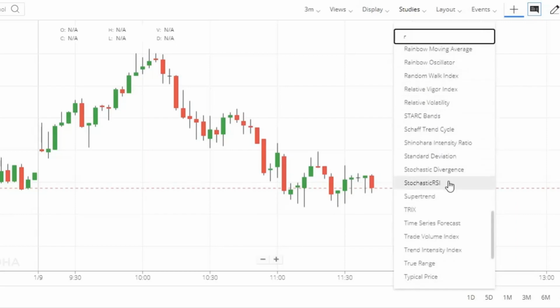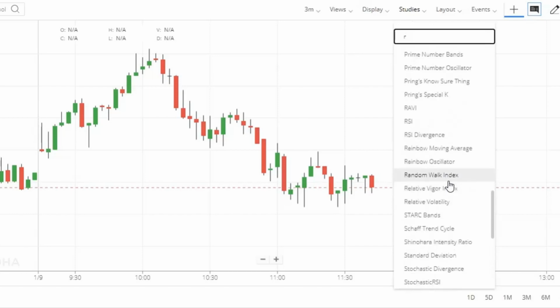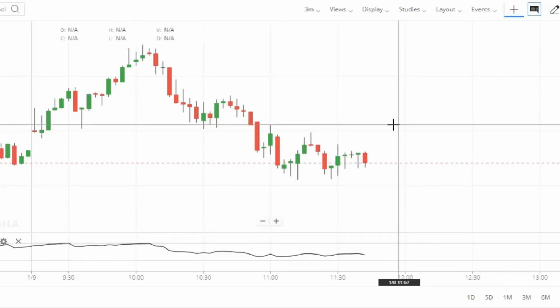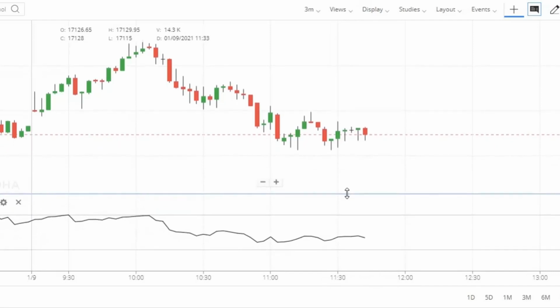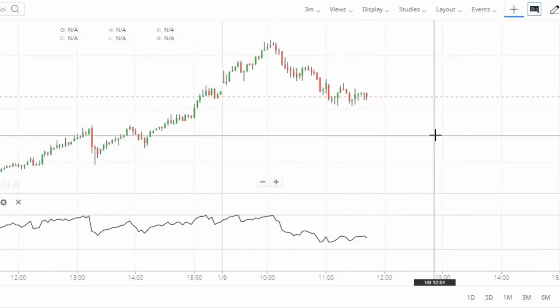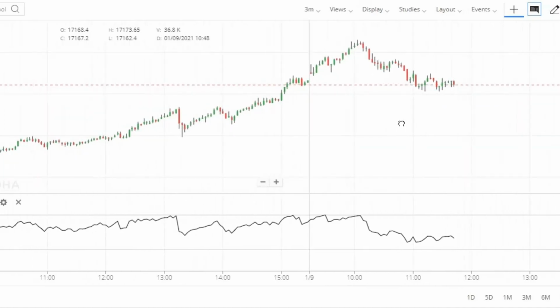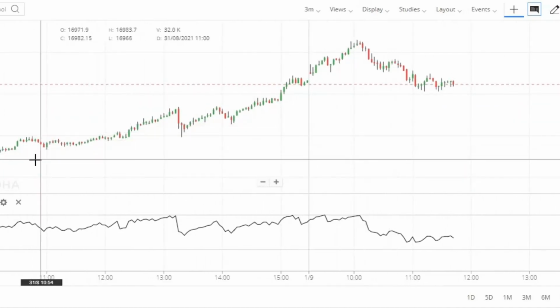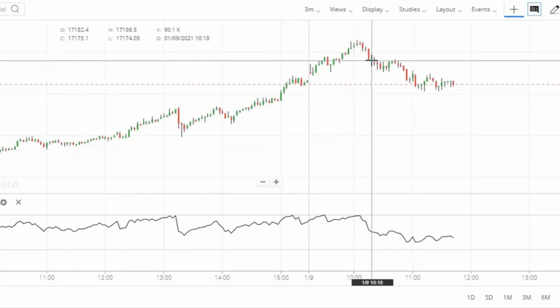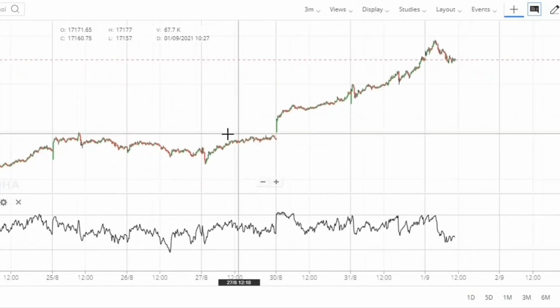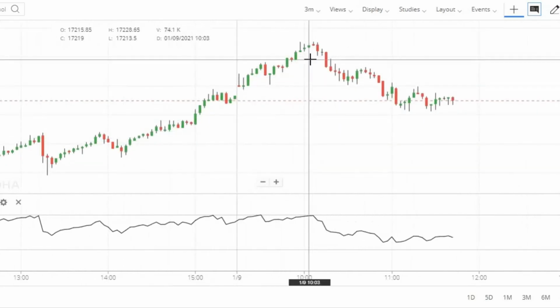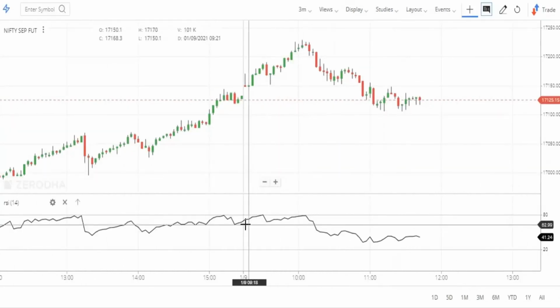RSI. Where is RSI? Over here, right? So what do we have over here? Now you need to be attentive. All right. We have the market. This is the Nifty futures chart, September month, and as you can see, we have a good positive trend and a sort of retracement over here.